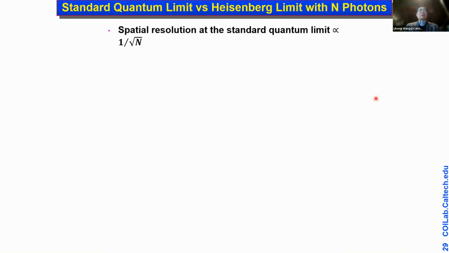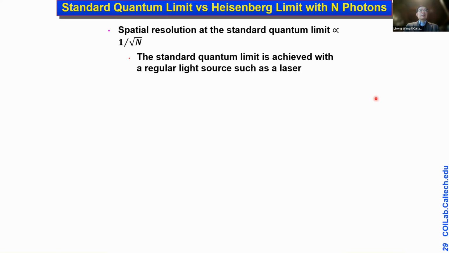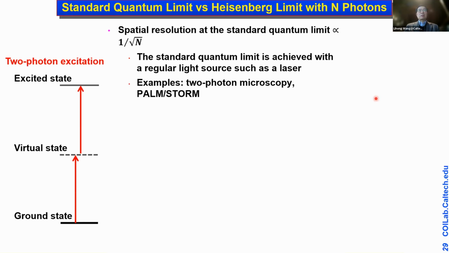Now, so far, everything is classical. Can we leverage some quantum resources for quantum imaging? Let me talk about the standard quantum limit versus the Heisenberg limit using n photons. The spatial resolution at the standard quantum limit scales with √n. The standard limit is achieved with a regular light source. Even a laser is considered a regular light source. Examples include 2-photon microscopy or PALM/STORM. In 2-photon excitation, you have 2 photons which do not need to be correlated or entangled. You go through a virtual state, so you have this double photon excitation.